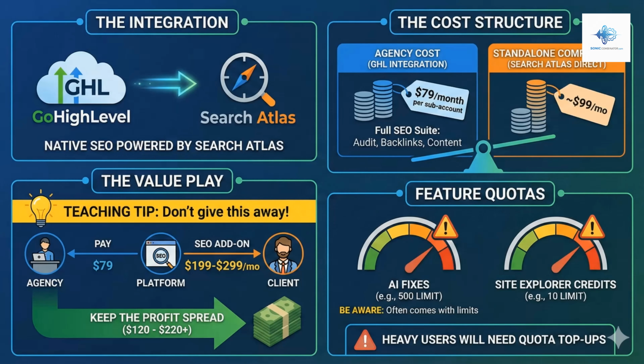Now on the top right, there's a comparison here. So if you use Search Atlas through HighLevel, it's $79 a month, which is a better rate. And like I mentioned, you can upsell it to your customers. On the top right, if you went to Search Atlas directly, they would charge you $99 per month.